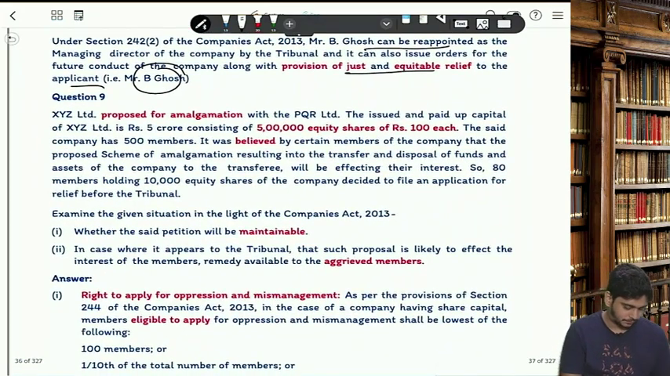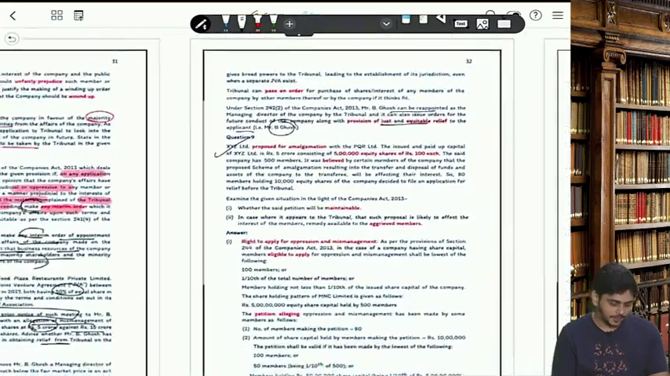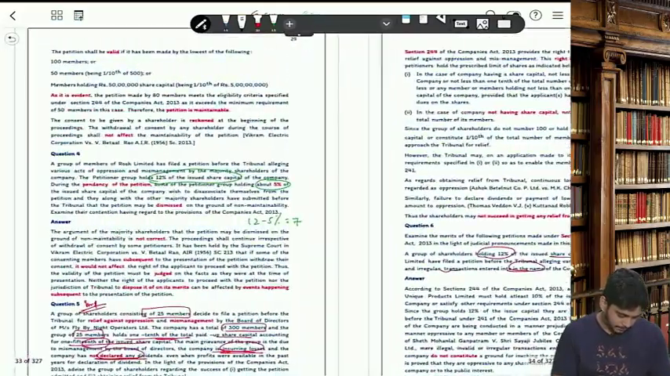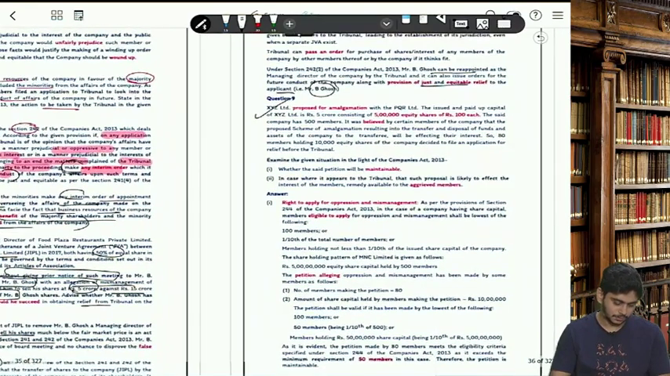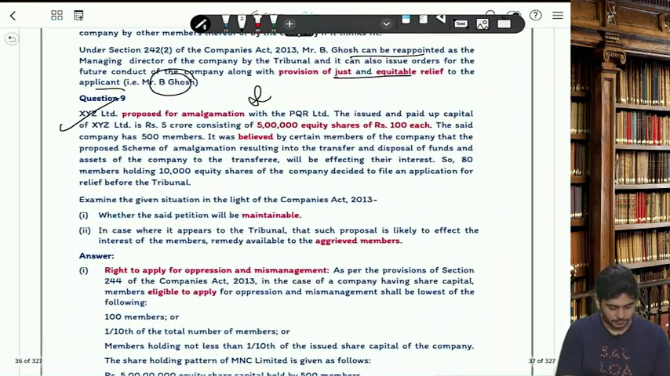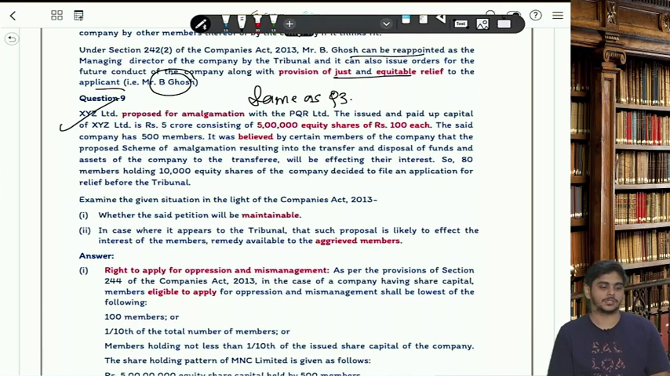Question 9. We have already done this. This is same as question 3.